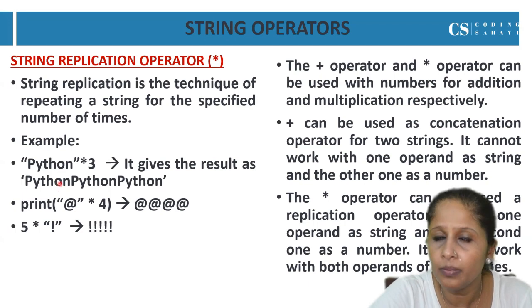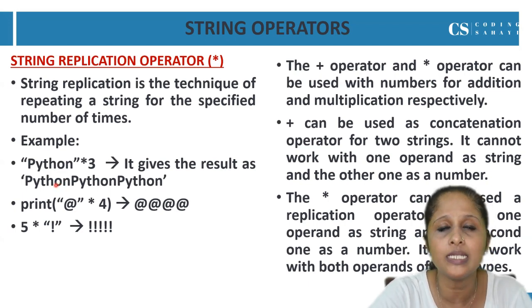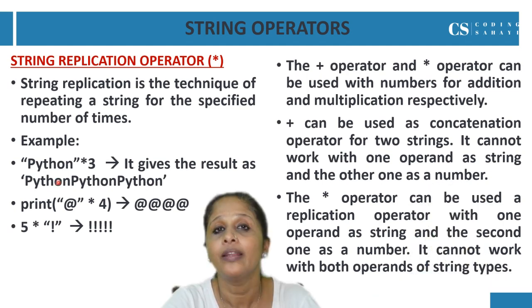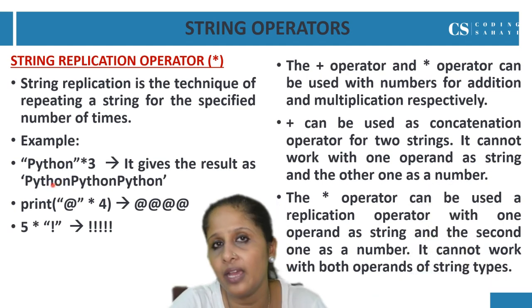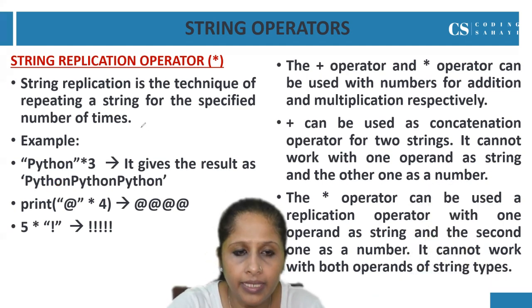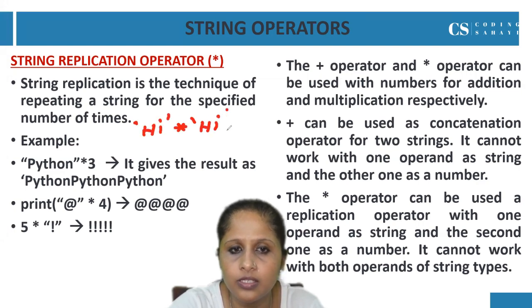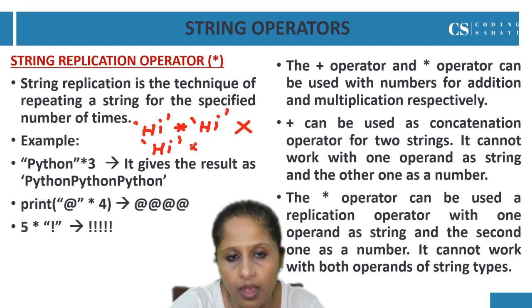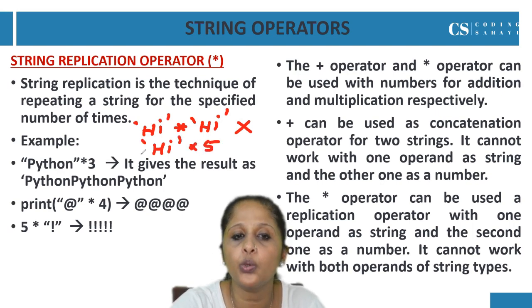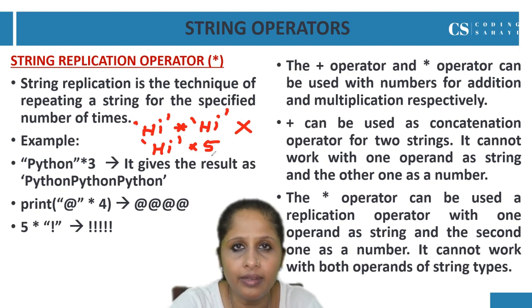Here we have to remember one thing. This replication operation we can do with one string and one integer. Replication cannot be done with 2 strings. That means if you write hi star hi, this is not possible. If you want to print hi 5 times, then you can give hi star 5, so it will print hi hi hi like that 5 times.